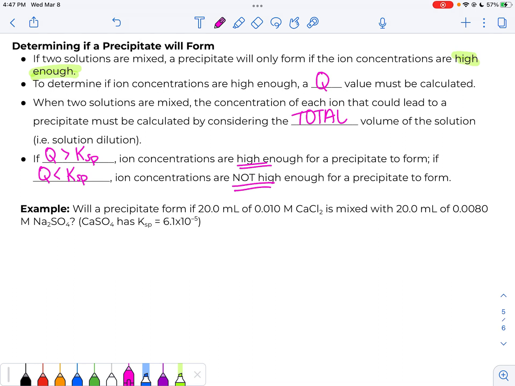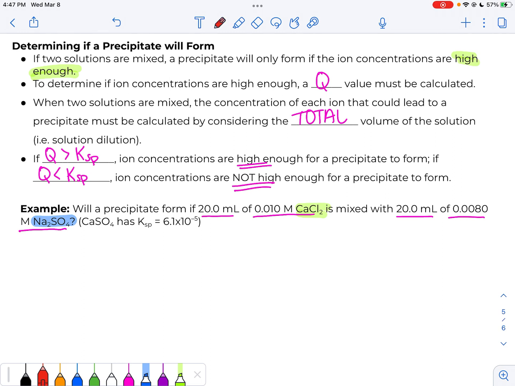Will a precipitate form if you have 20 milliliters of 0.01 molar calcium chloride and you're mixing it with 20 milliliters of 0.008 molar sodium sulfate? Calcium sulfate has a Ksp value of 6.1 times 10 to the negative 5th. Both these salts we're dealing with, calcium chloride and sodium sulfate, are soluble salts, which is really nice for us because it means we can get the concentration of those ions pretty quickly.